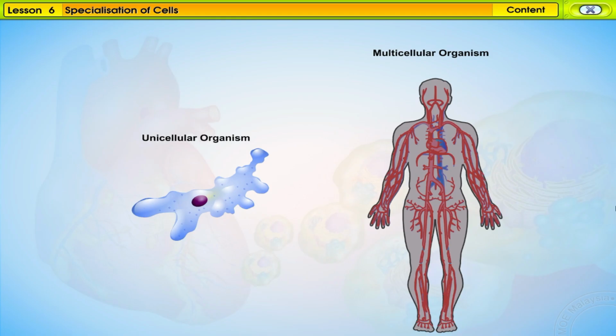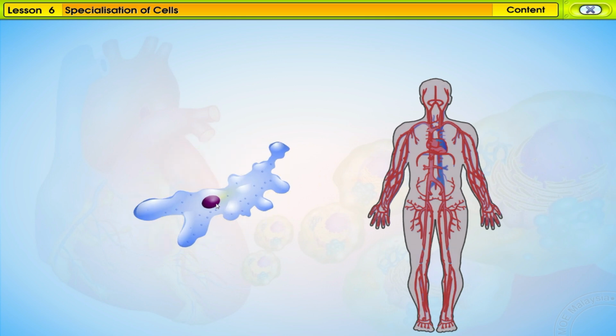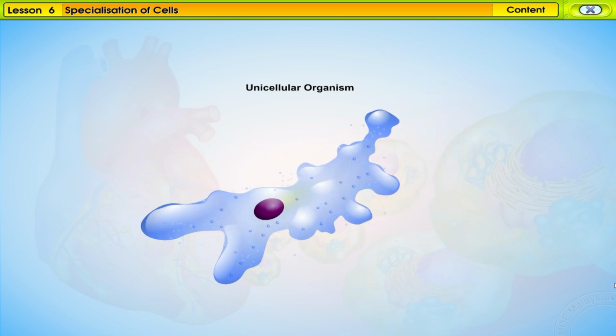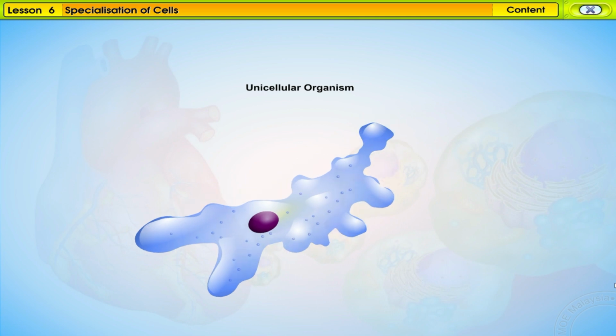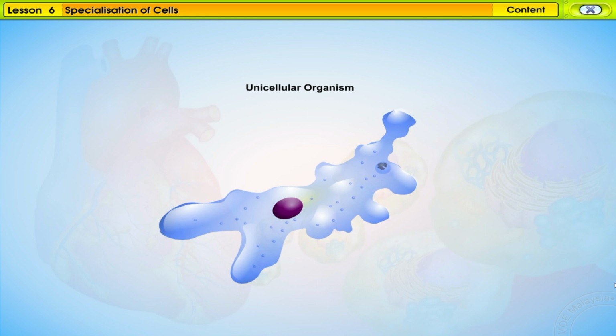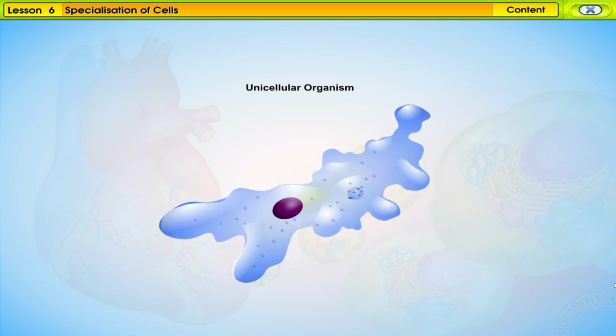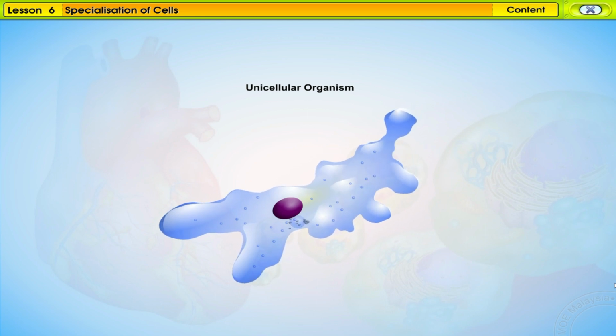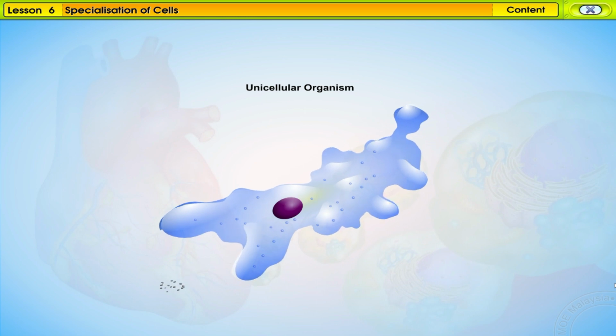Let's observe the differences between unicellular and multicellular organisms. Click on the amoeba to start animation. The amoeba respires. The amoeba moves around and searches for food. The amoeba engulfs the food and digests the food. The amoeba excretes its wastes.